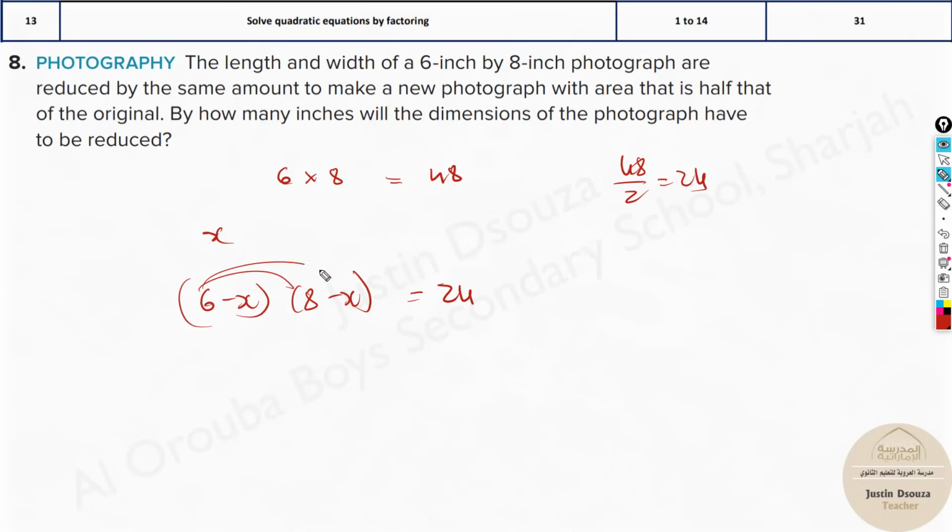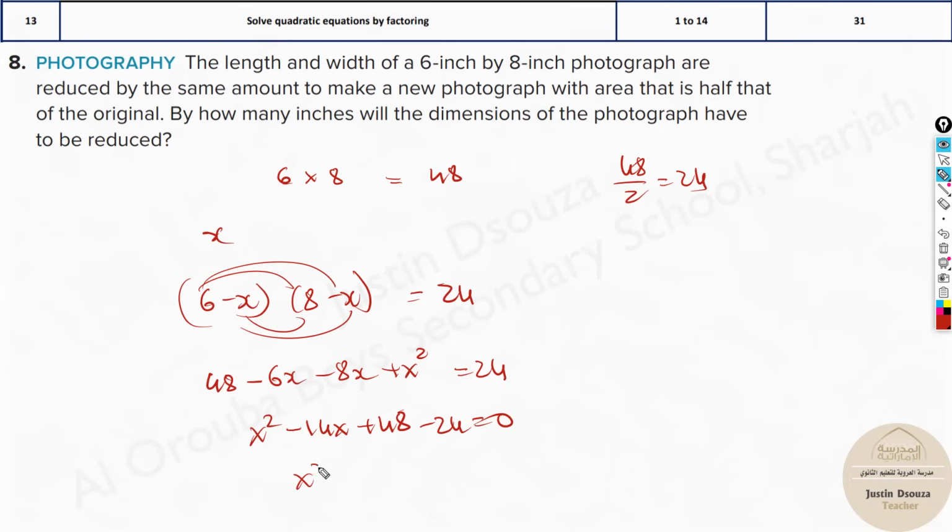Now we can easily solve it. Distributive property and solve it. 8 times 6 is 48, minus 6x minus 8x plus x squared. Why? Because negative times negative becomes positive, and x times x becomes x squared. So let's rearrange this. It will be x squared, minus 8 minus 6 will be minus 14x, plus 48, and let's bring this inside. It will be minus 24 equals 0. So x squared minus 14x plus 24 is equal to 0.